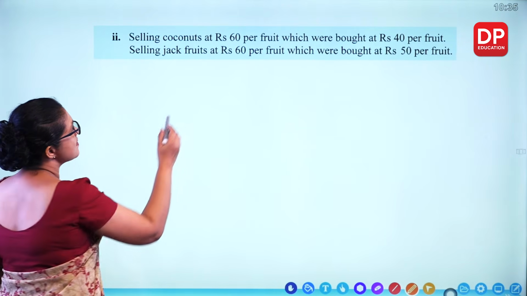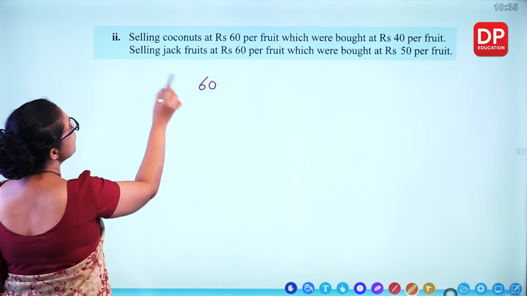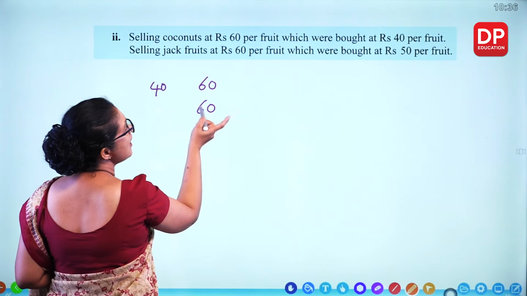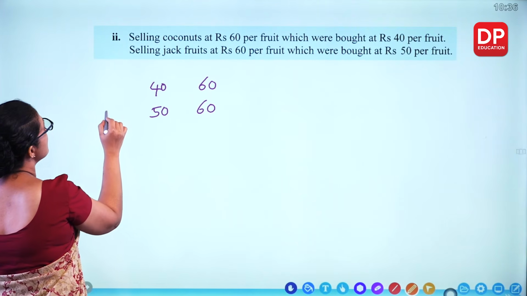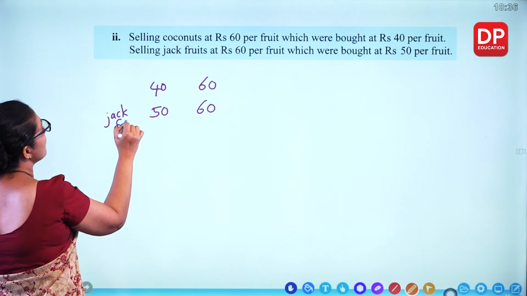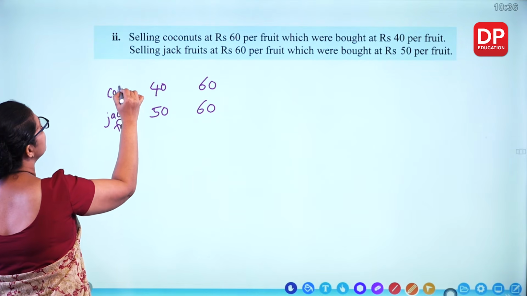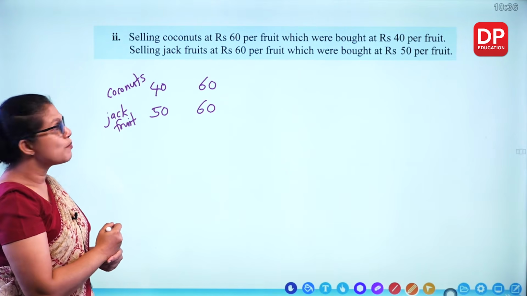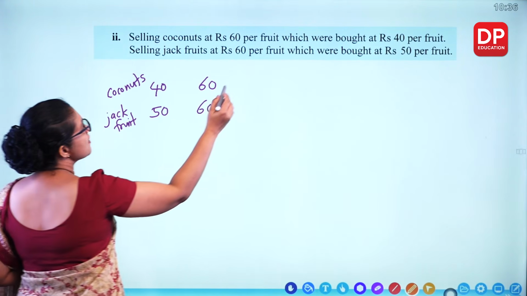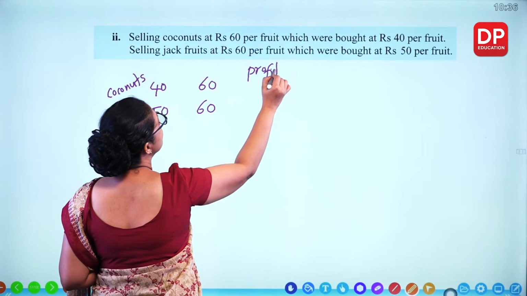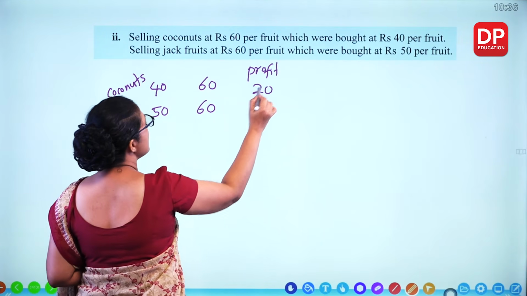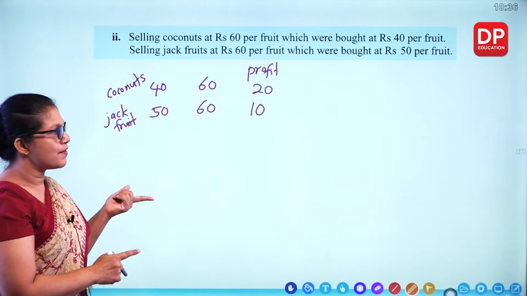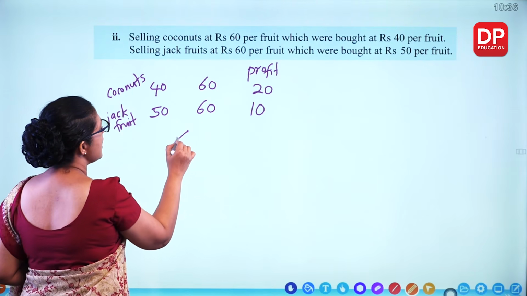Selling coconut at 60 per fruit, which were bought at 40. Selling jackfruit for 60 and bought for 50. So this is jackfruit and this is coconuts. So which one is more profitable? So what's the profit here? 60 minus 40, 20, here 10. You can't judge from this because now the buying prices are different. So you need to calculate percentage profit.